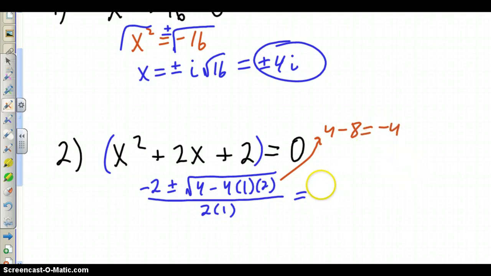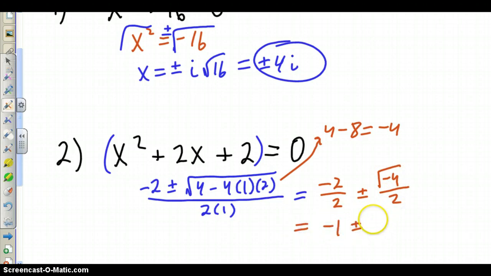Okay, so I've got negative 2. I'm going to split this up into 2 fractions, plus or minus square root of negative 4 over 2. Simplify that, you get negative 1 plus or minus, this is really 2i over 2. And hopefully you see that you can cancel that. And so you get negative 1 plus or minus i.